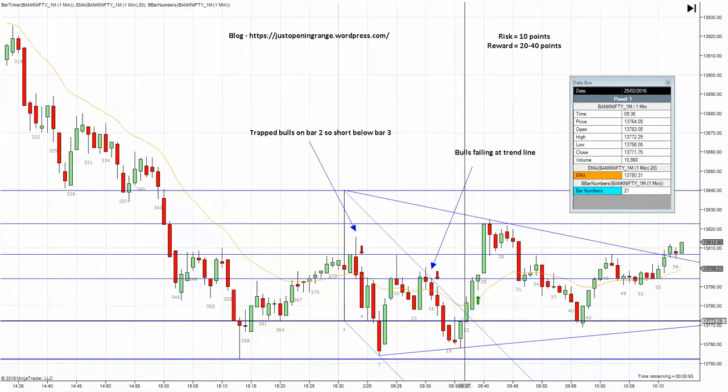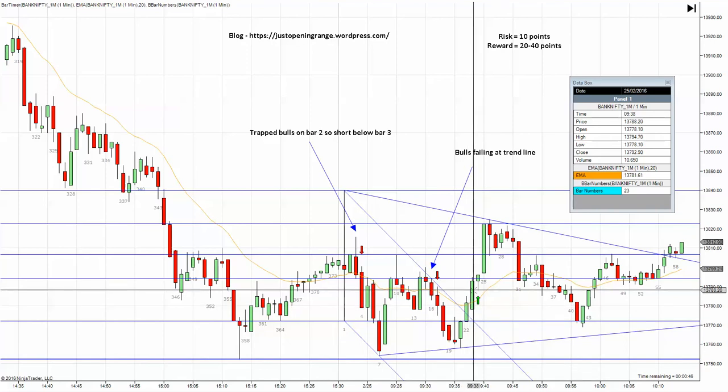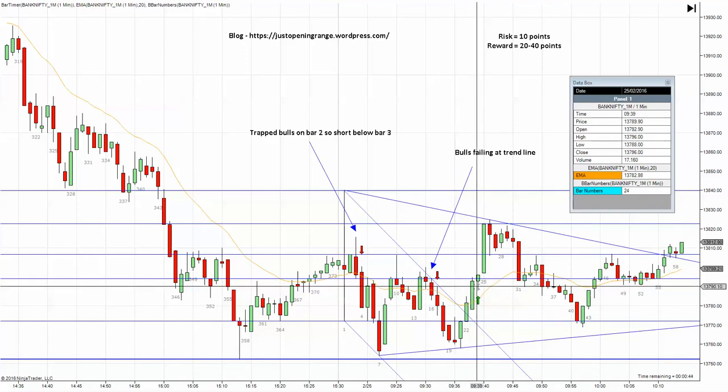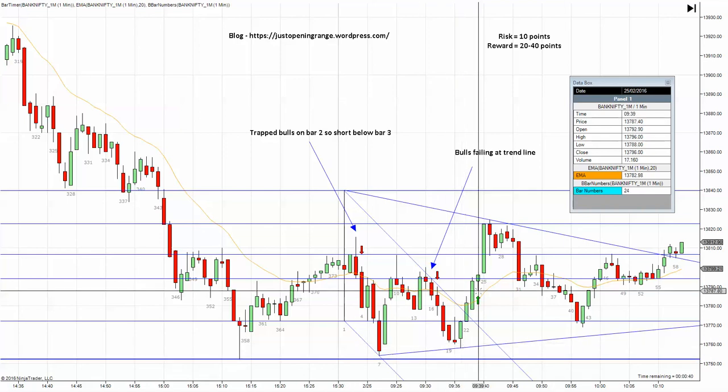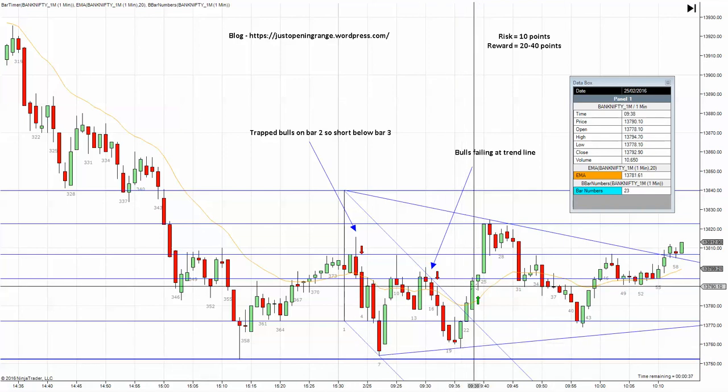Okay, coming back to what is going on here, bar 22 had a good follow-through to bar 21, closed above the EMA, and bar 24 is the same story. Looking at this, it is holding up above the EMA, so that means this double bottom is playing out, at least at this point of time. We don't know for sure.